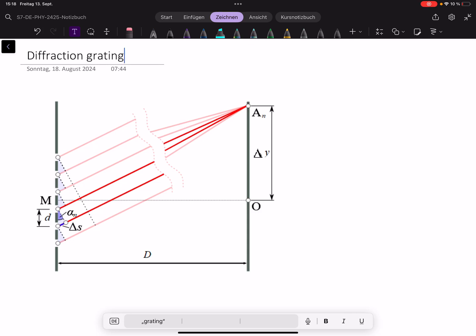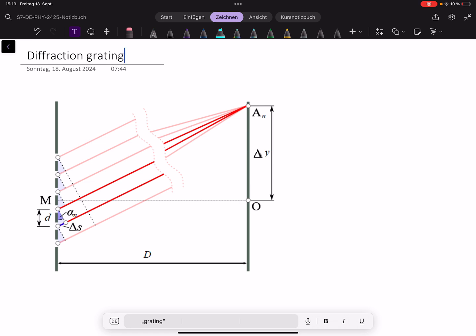Hello, this video should help you to derive a formula for the position, or to calculate the position, of the maximums of the interference pattern when you're using a diffraction grating. I won't go too much into detail here because we've already done a similar derivation for the double slit experiment.